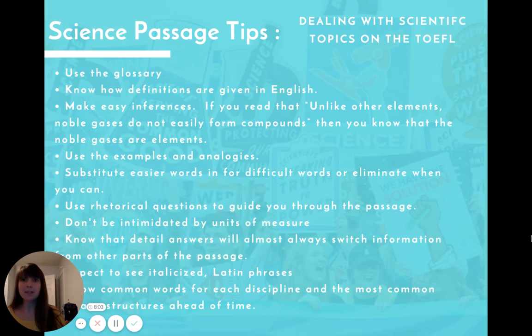For many, some of the most difficult questions when it comes to scientific passages are the inference questions. Inference questions can be tricky no matter what the subject matter is, but when it comes to science passages, the TOEFL tends to be a little bit nicer to us in that way. Make sure you try to make the easy inferences first. For example, if you have a sentence like our example on the screen, "unlike other elements, noble gases do not easily form compounds." Well, now you know that noble gases are types of elements. So make sure that you are not dismissing a question too fast. The right answer might actually be the most obvious one, especially when it comes to inferences.